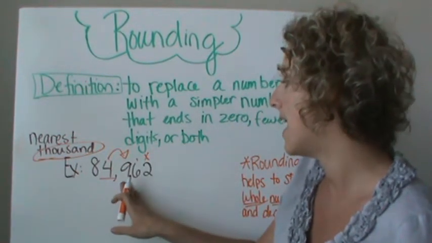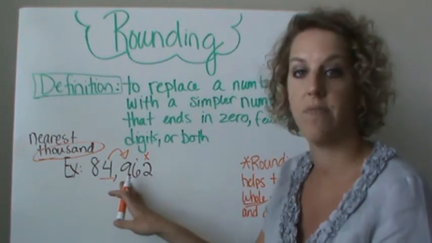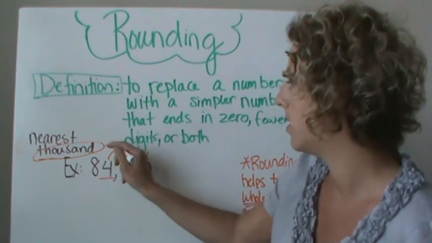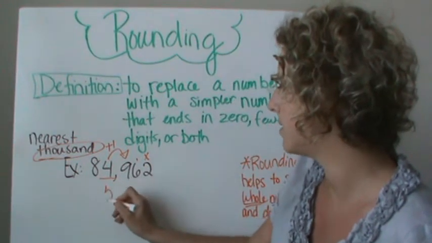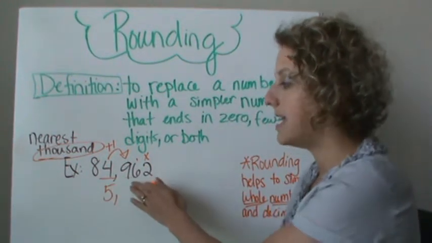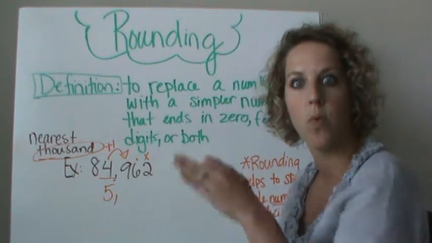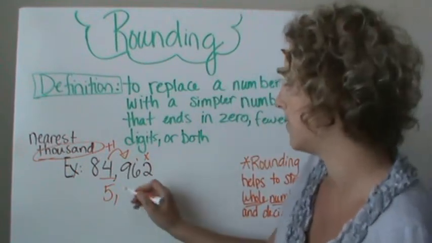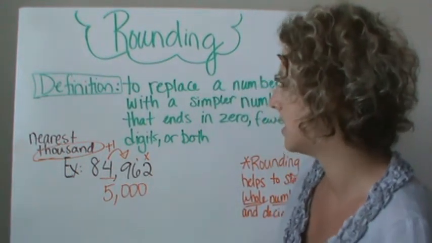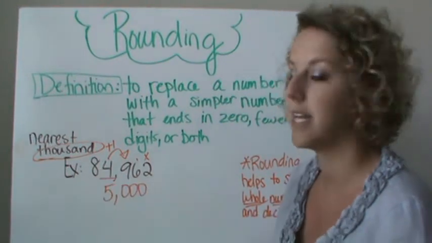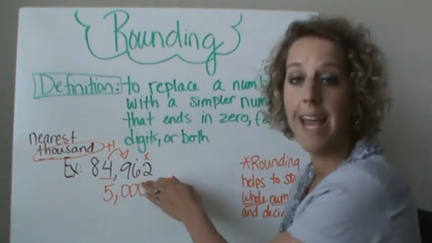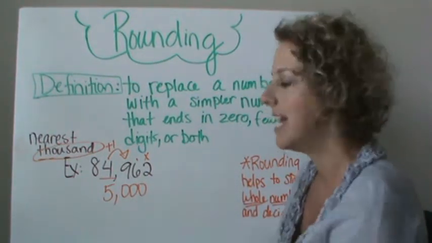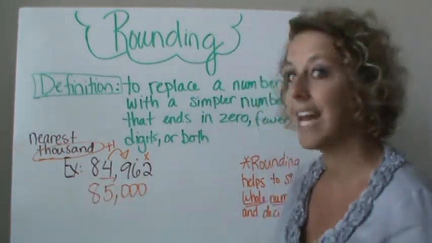So if we look at the 9, it is 5 or more, so we want to add one more to the 4. So then the 4 becomes a 5, and the last three numbers become rounded, or zeros. They become zeros. And of course you can't forget to bring down your 8, because 84,962 can't round to 5,000. It has to round to 85,000.